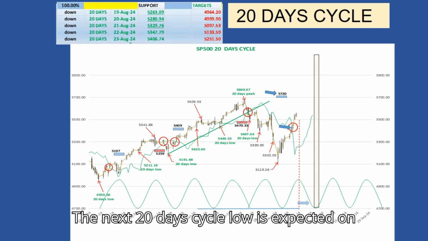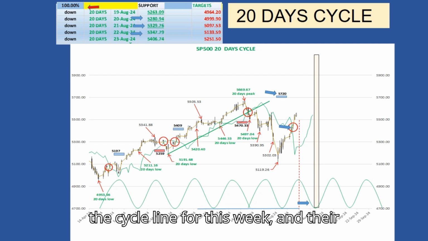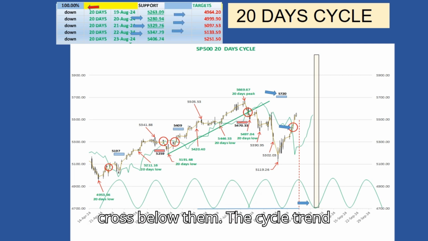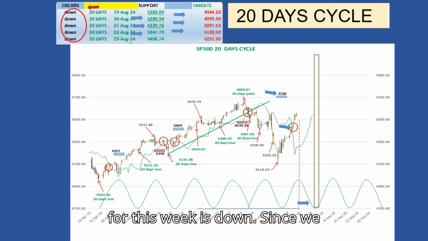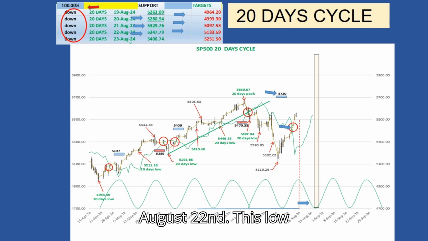The next 20-day cycle low is expected on August 22nd. The success rate is 100%. Here are the cycle lines for this week and their potential target, in case the market crosses below them. The cycle trend for this week is down, since we expect the 20-day cycle to form a low on August 22nd. This low should find support on its cycle line between 5,350 and 5,400.